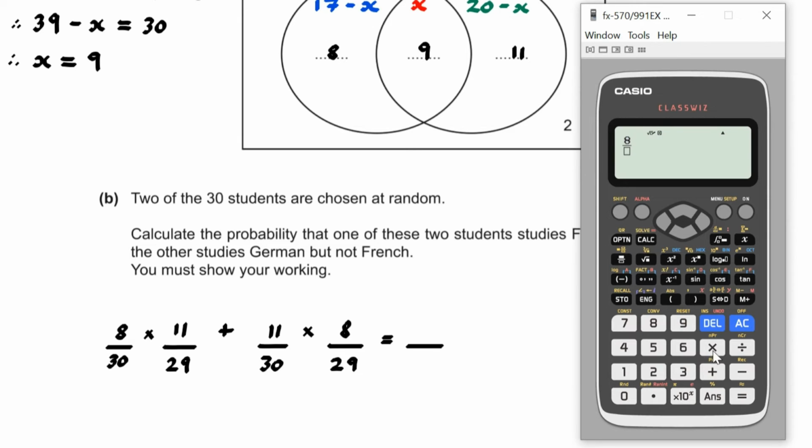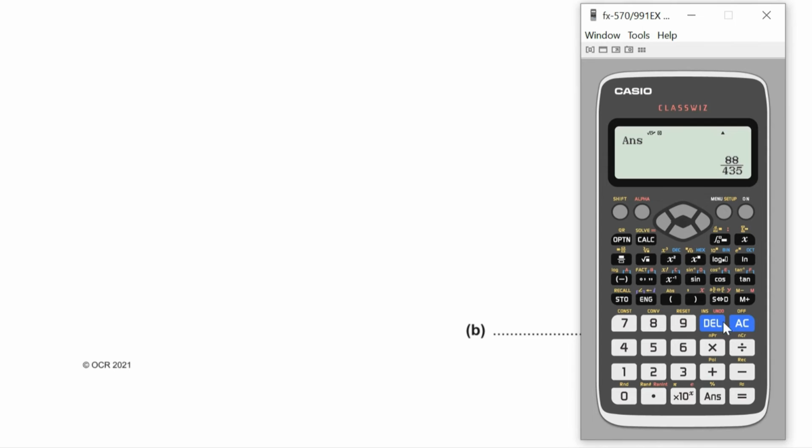So if we work out this probability as required, we have 8 times by 11 divided by 30 times by 29, and then we times that by 2 because we've got twice of that, and it turns out we have 88 over 435. Now the decimal equivalent of that answer will be 0.202 to 3 significant figures.